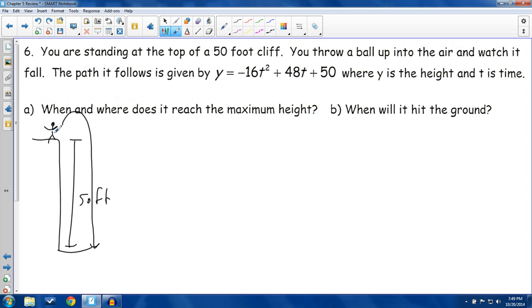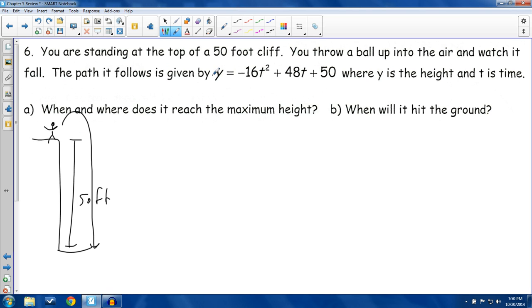So don't assume that the ball necessarily went out this way. When you look at this parabola, it's not showing the distance it goes away from you. It's showing how much time has passed after you throw it. So assume, really, you probably just threw it straight up in the air and it went back down. But it goes to the bottom of the cliff. So here's your graph, or here's your path.